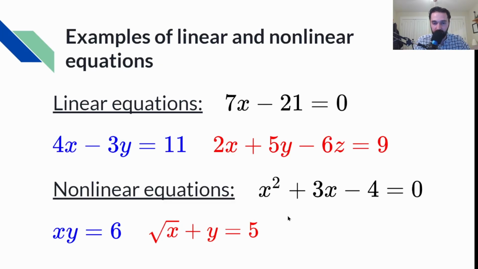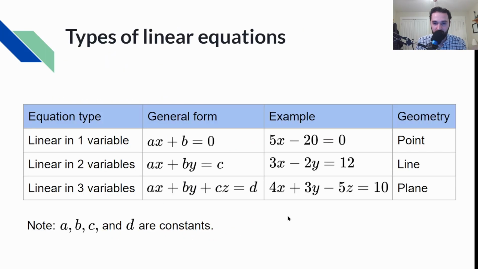So next, I want to talk about some types of linear equations. Let's go through these. Here I have a linear equation in one variable. The general form is ax plus b equals 0, and here's an example: 5x minus 20 equals 0. We could solve this for x if we wanted to, and we would get some value.